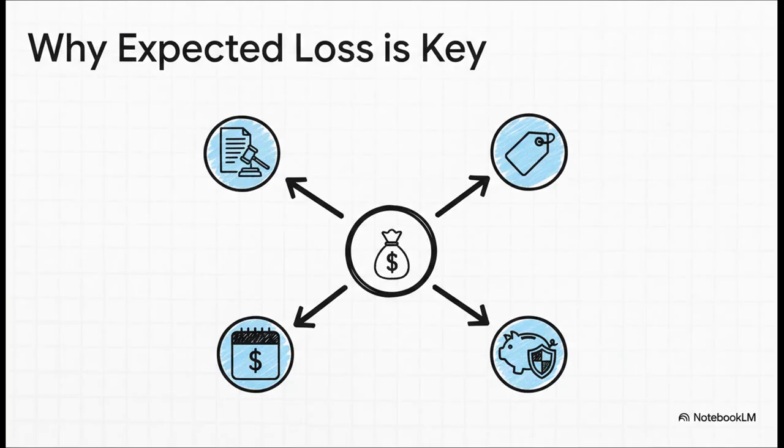So why is this so important? Because expected loss isn't a surprise. It's the predictable, recurring cost of lending money. Banks treat it just like any other business expense, like paying rent or salaries. It gets baked directly into the interest rate you pay on a loan, and it tells them how much cash they need to keep in reserve for a rainy day.